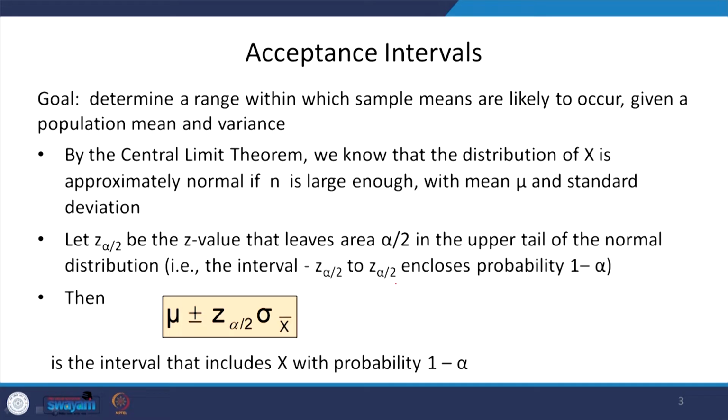Actually this has come from the very famous formula, z equals x bar minus mu by sigma by root n. From this relationship we can solve for x bar, and if you readjust it you will get this equation. So from this you can find x bar, and we get the upper limit and lower limit of x bar, the sample mean.